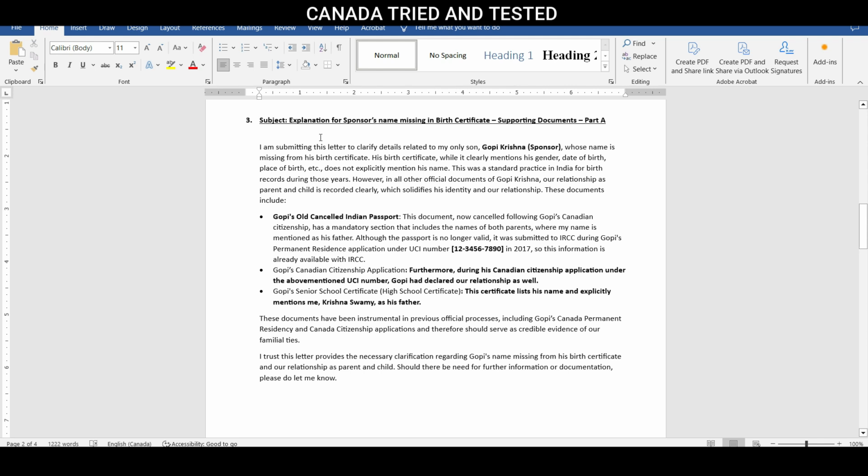Coming to the explanation for the sponsor's name missing in the birth certificate, supporting documents, part A, you can see this is the third explanation which has been given: missing birth certificate, missing passport, and then not having the sponsor's name. Just to give you a background, in India, when a child is born, typically the name is not immediately given in the birth certificate. So it is mentioned as son or daughter of so and so.